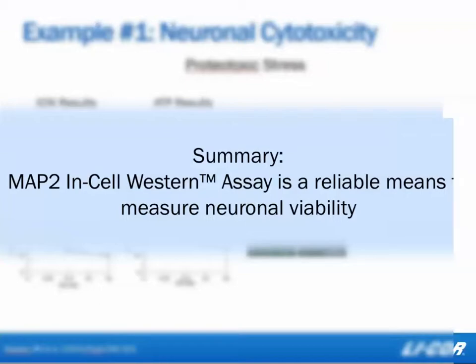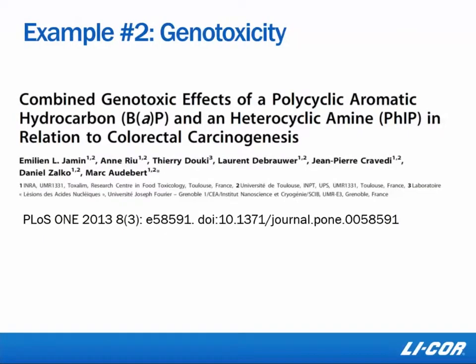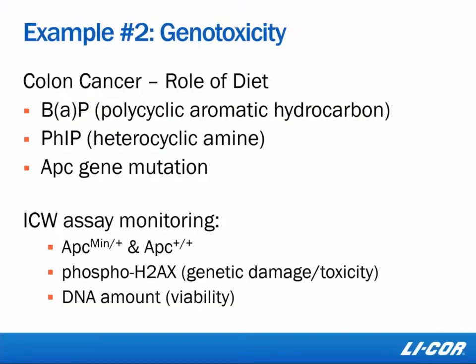And this will be from Jamin et al., published in 2013 from PLOS One. Now, this group wanted to study the role of diet in the formation of colon cancer. Specifically, they looked at BAP, which is a polycyclic aromatic hydrocarbon, and PhIP, which is a heterocyclic amine. Both of these are present in cooked meat, and they wanted to see how these different compounds affect genetic mutation, specifically at the APC gene. Now, this APC gene has been linked to early formation of colon cancer when mutated.